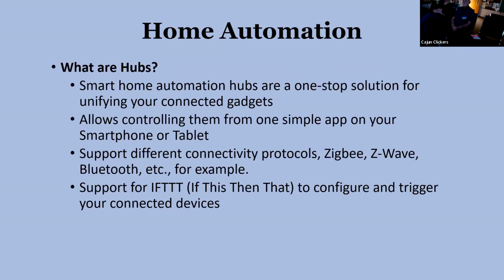So that's where hubs come into play. A hub is a one-stop solution for unifying all your connected devices if you have multiple devices. So it allows you to control them from one simple application from your smartphone or tablet. And they support multiple connectivity protocols, as I mentioned earlier, like ZigBee, Z-Wave, Bluetooth, for example. And they also will support IFTTT. And what that is, if this, then that, is a protocol where you can configure and trigger your connected devices.